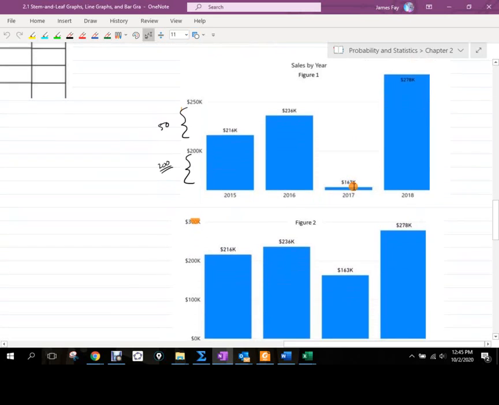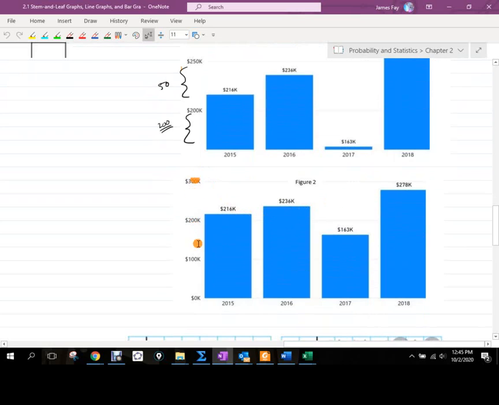But if I make the y-axis consistent, this is what this column should really look like. This isn't false data. It's true data, but it's a little bit misleading, right? It's a misrepresentation of the data.